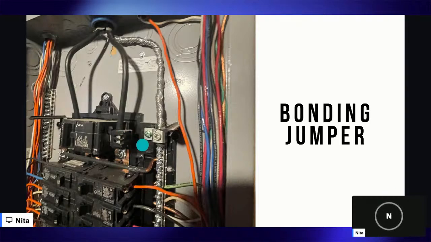The bonding, we can also use, you see this green screw here? This is also considered a bonding screw. Bonding is just connecting. It'll make sense in a second when we get to bonding, but just know this is your bonding jumper. Green screw is your bonding screw. It's connecting the neutral bar to the panel.